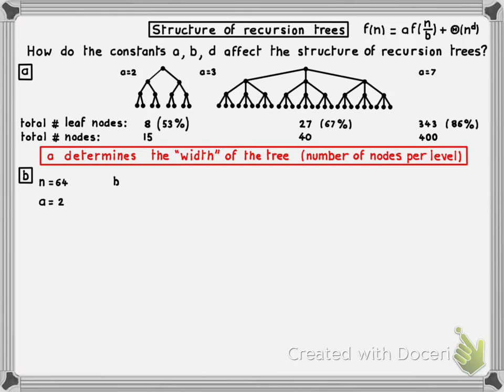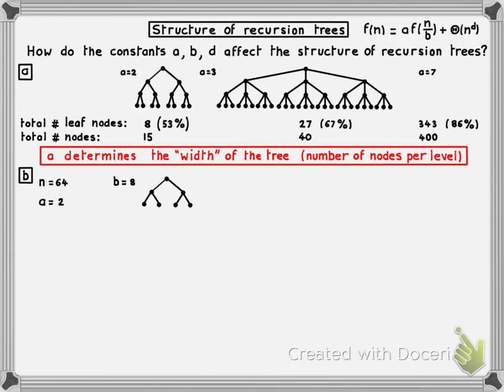So let's say we start with a value of b equal to 8. What is the shape of the tree? Well, every node is going to have two children except for the leaf nodes. And the question is, how many levels are we going to have? Well, remember that every time we go to the next level, the input size is cut down by a factor of 8. So starting at 64 at the root level, we're going to go down to an input size of 8 at the next level and an input size of 1 at the next level. So this tree is only going to have two levels under the root node.